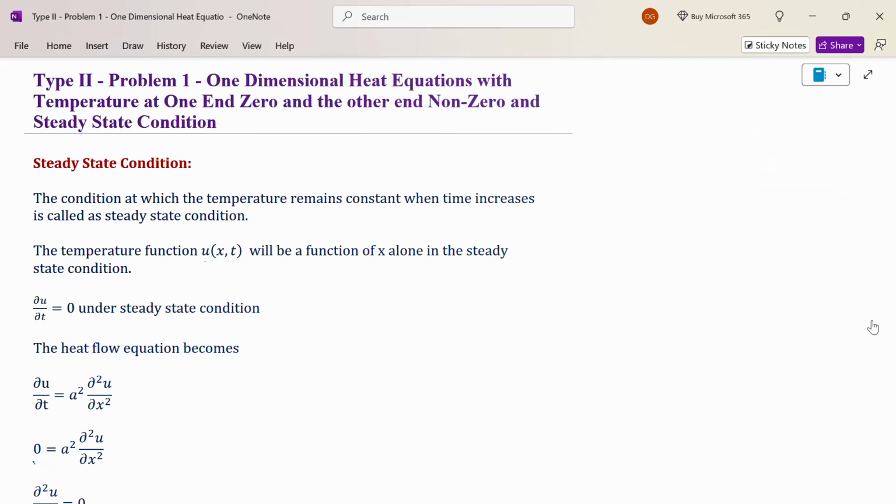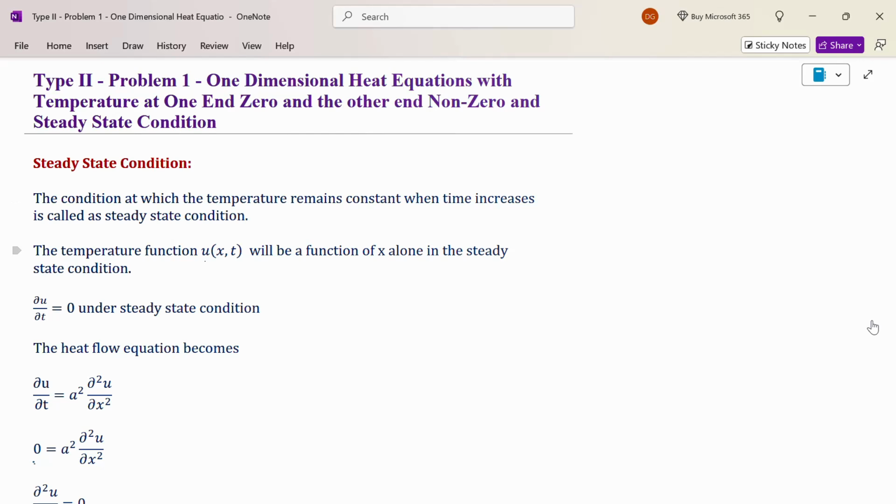In this section we are going to discuss the type 2 problem of the one-dimensional heat equation with the temperature at one end 0 and the other end non-zero, under steady state condition. Before going to solve the problem, what is a steady state condition? The condition at which the temperature remains constant when the time increases is called the steady state condition.